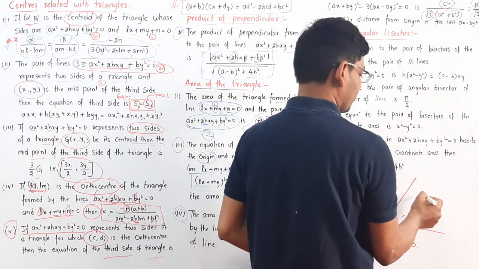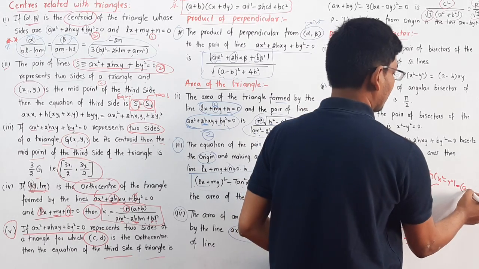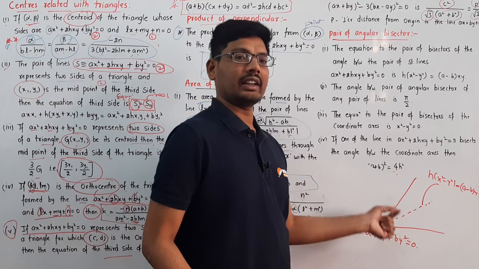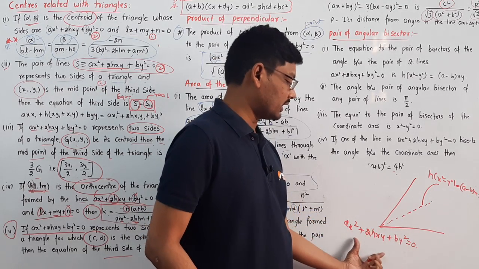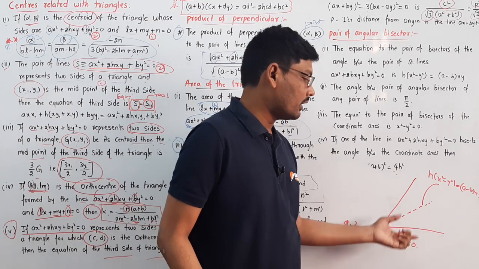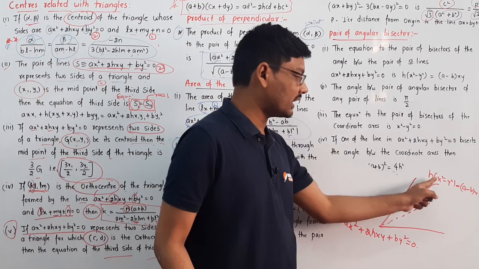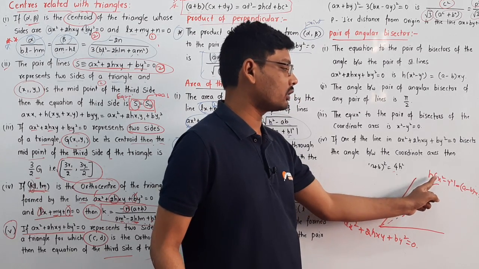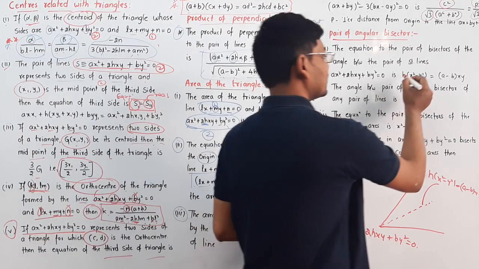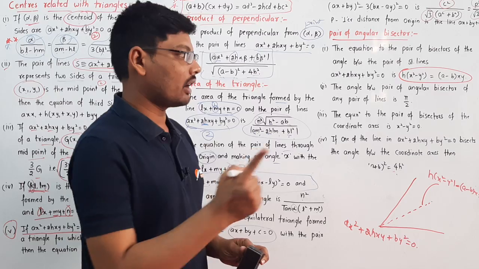Then the equation for this one is h into (x square minus y square) is equal to (a minus b) into xy. If you want to find the angular bisector equation, the pair of straight lines is ax square plus 2hxy plus by square is equal to 0, and for this pair I take the angular bisector. That formula is h into (x square minus y square) is equal to (a minus b) into xy. This is the expression for the equation of the angular bisector of a pair of straight lines.